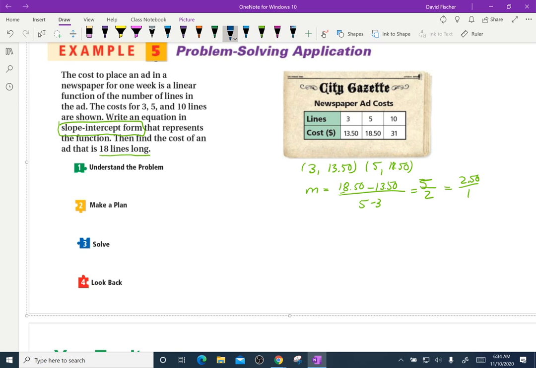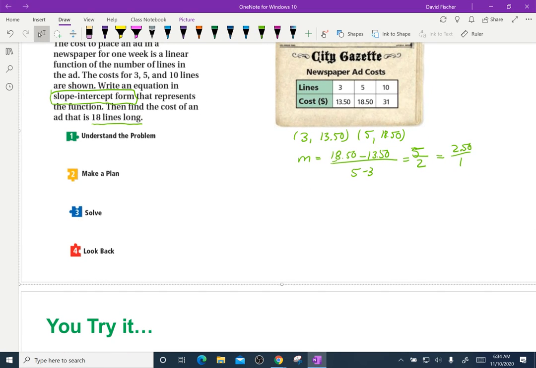Okay, let's go to step 2. They said put it in slope-intercept form. So we already know our slope. So do you want to use point slope? Sure, let's use point slope. Let's use this one right here. So we got y minus 1350 equals, my slope was 2.50 times x minus 3.